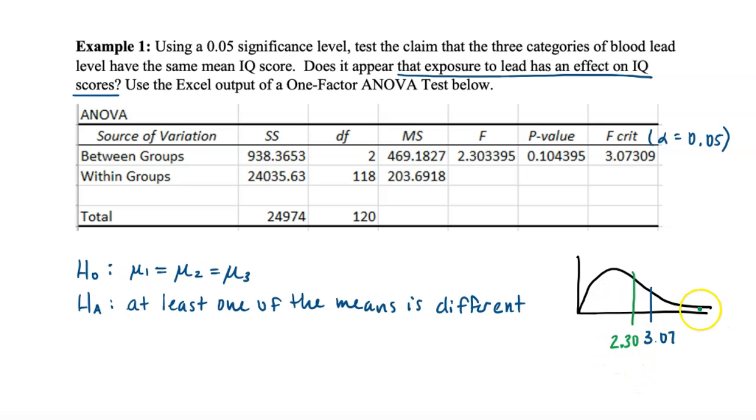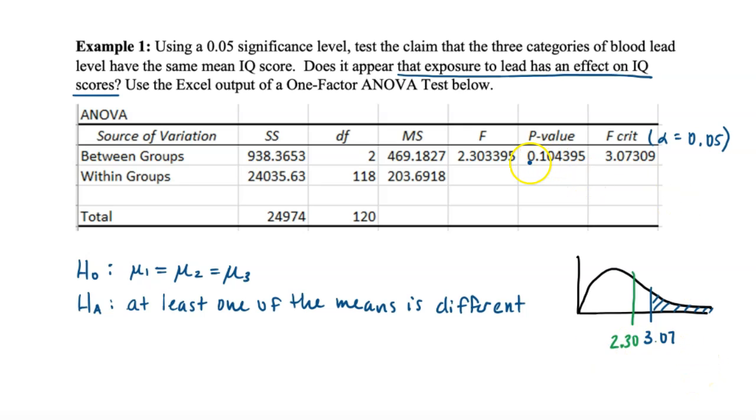And I can use this kind of idea of the rejection region, or the critical region, to determine that this test statistic is not within the critical region, and so I'm going to fail to reject my null hypothesis.